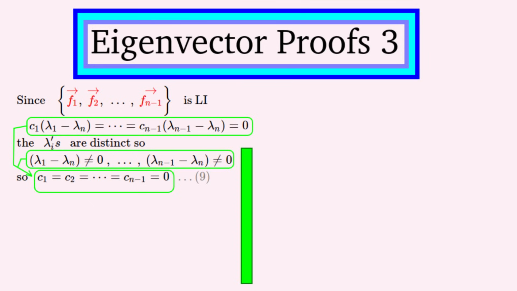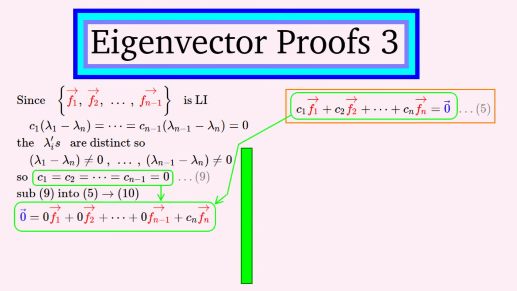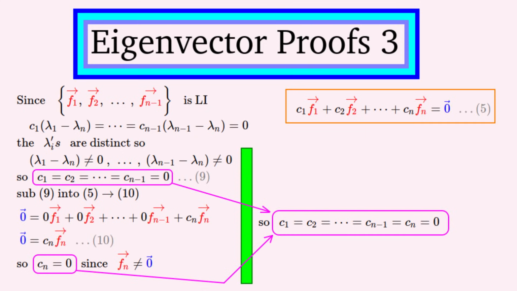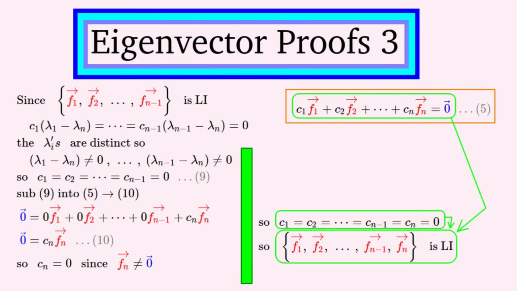This almost completes the proof, although we still have to show that cn is 0. We can substitute all of these values of c back into the equation we had at the beginning of this main induction step to get this equation. All of these vectors are 0, so we can eliminate them immediately, leaving us with this simple equation. And then finally we can get that this last constant cn is 0. So all of the constants c1 to cn are 0. And because of this, we've shown that this set of vectors is linearly independent.